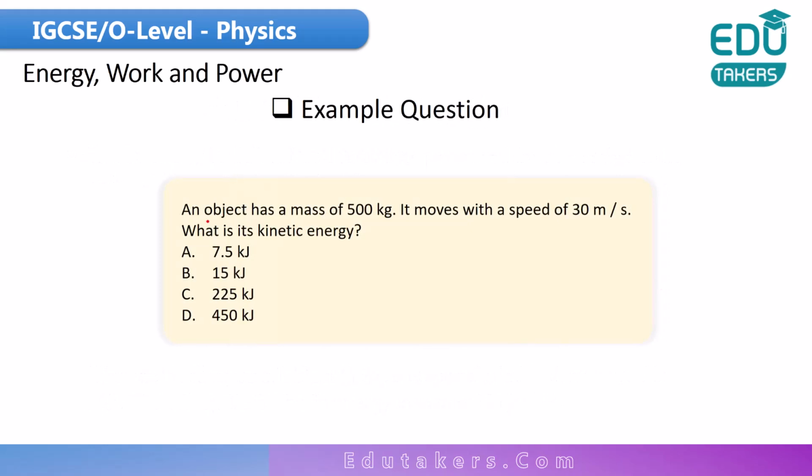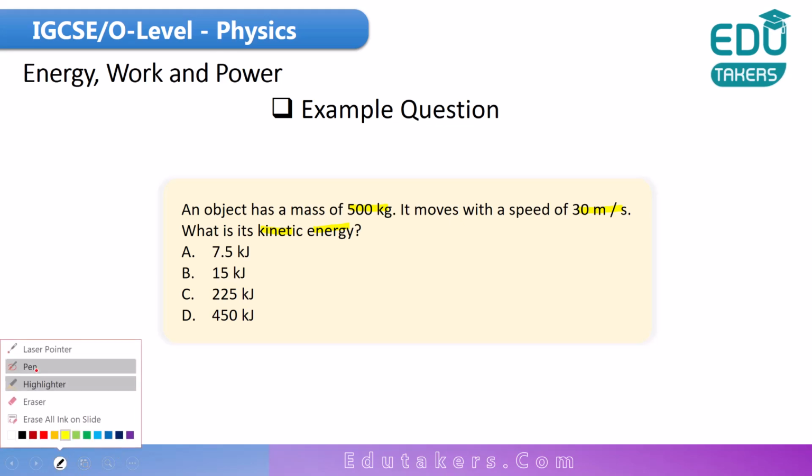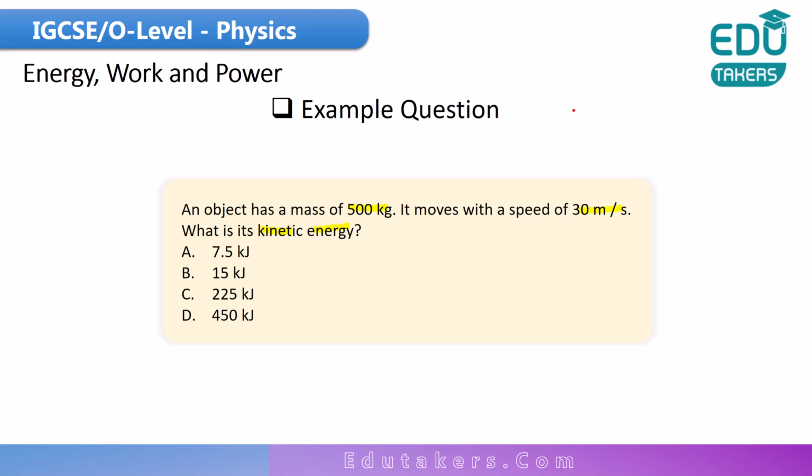Here is the example question. An object has a mass of 500 kilogram. So the mass of the object is given, which is 500 kilogram. It moves with the speed of 30 meter per second. What is its kinetic energy? So basically you need to find the kinetic energy from here. How can you find this? You can see here the mass and the speed of the object are given. The mass is 500 kilogram and the speed of the object is 30 meters per second. You have to calculate the kinetic energy.